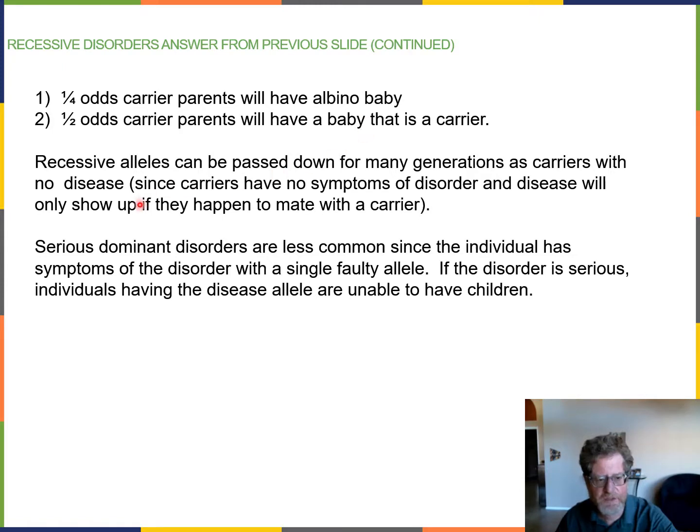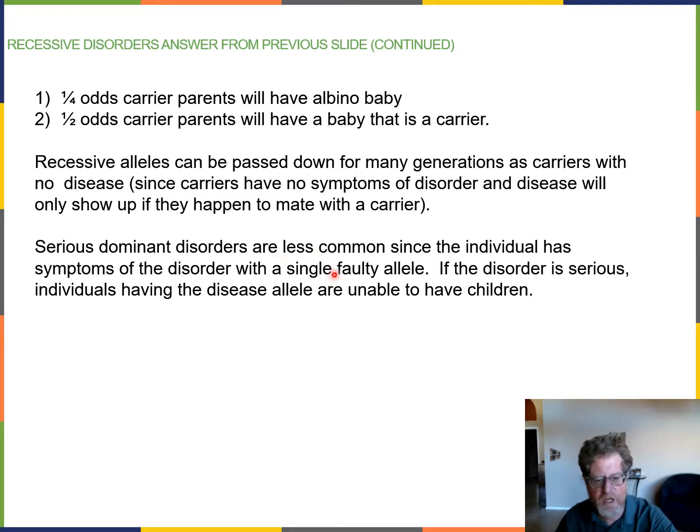And that's the answer that we just talked about on that other page, that the odds that the carrier parents will have an albino baby is 1/4. And then the odds that the carrier parents will have a baby that's a carrier is 1/2. And this is what I just told you, that recessive alleles can be passed down for many generations without people knowing that they're carriers. So serious recessive disorders tend to be more common than serious dominant disorders because they get passed along for a long time without any symptoms or any ill effect.